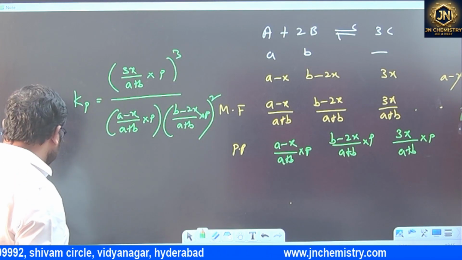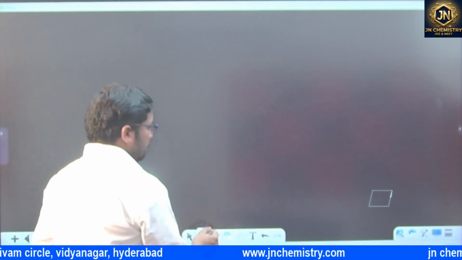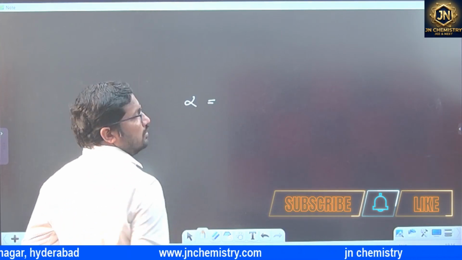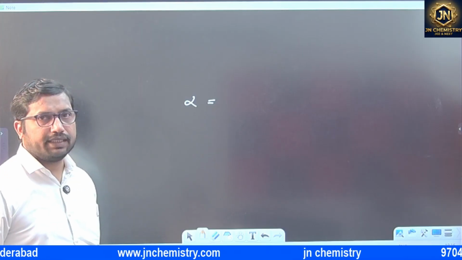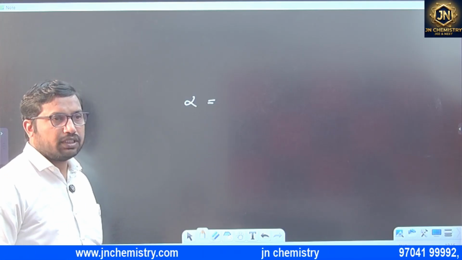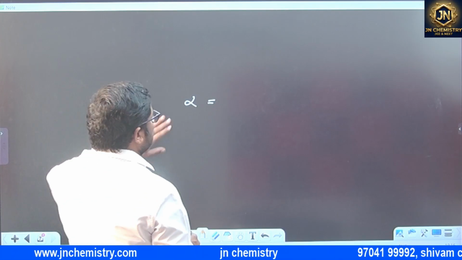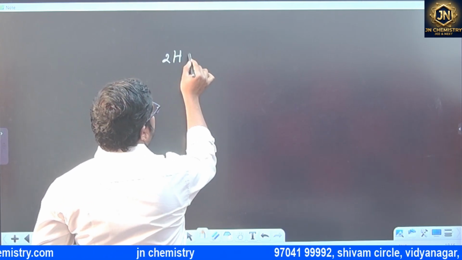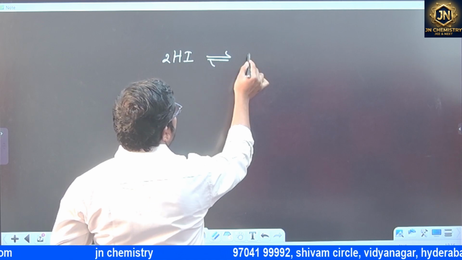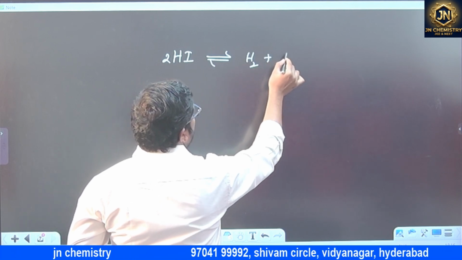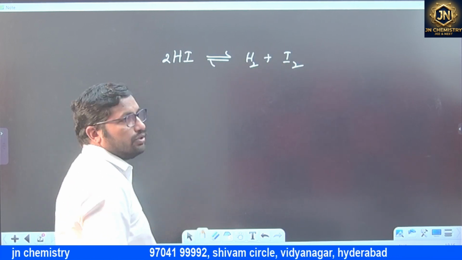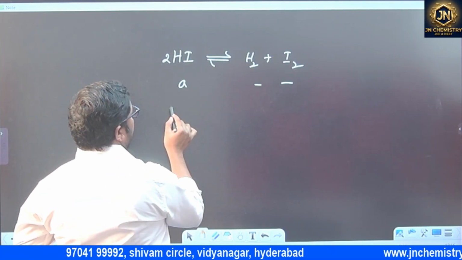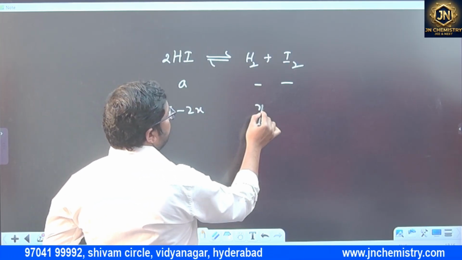And degree of dissociation I already discussed yesterday. What is the degree of dissociation? Alpha is equal to the number of moles dissociated by the initial moles taken. For example, 2HI gives rise to H2 plus I2. In normal cases, A, 0, 0 initially, and A minus 2x, x, x.